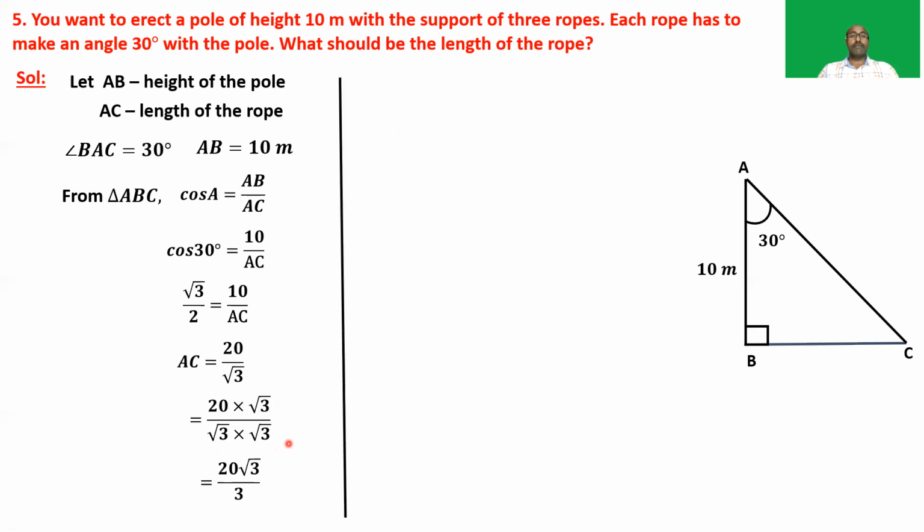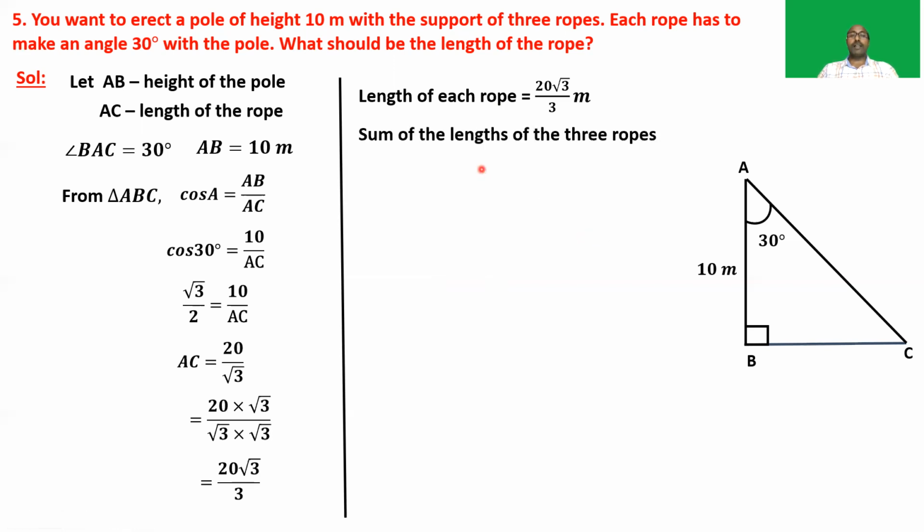So this is the length of AC. So the length of each rope is 20 root 3 by 3 meters. And the total length, the sum of the lengths of the 3 ropes, is equal to 20 root 3 by 3 into 3, because we need 3 ropes to support. By cancelling 3, we get 20 root 3.